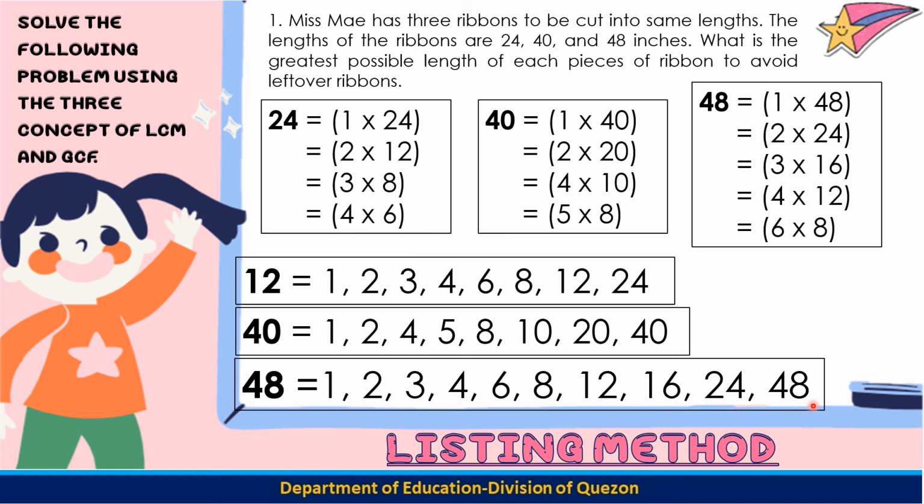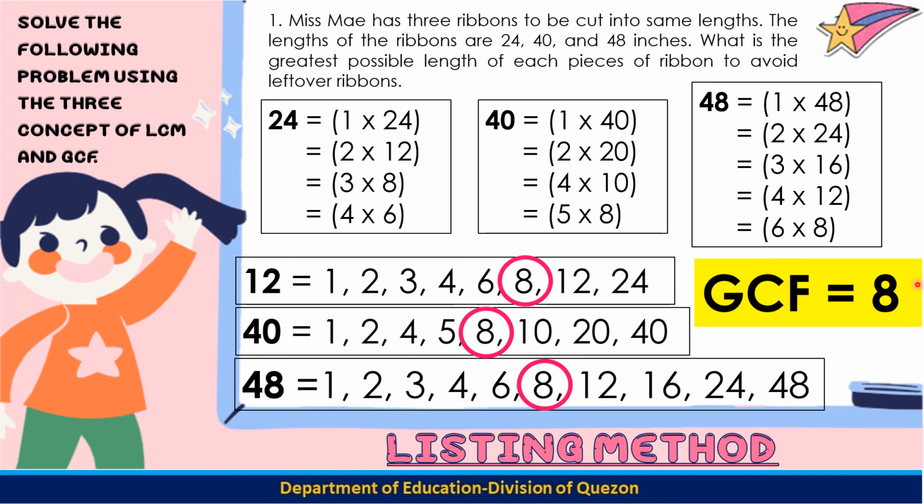Now, what is the greatest common factor here? The greatest common factor is 8. We have the same 8 here.